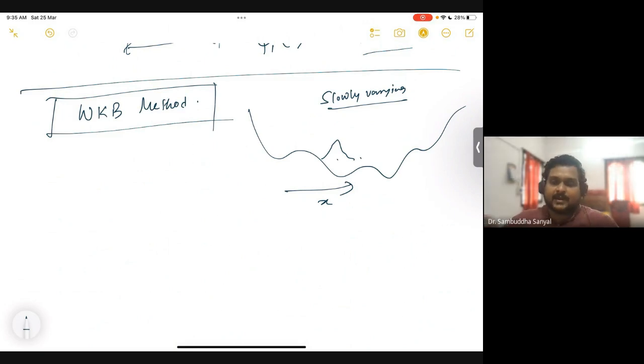If I have a particle, its wave function has a de Broglie wavelength. Now, if the spatial fluctuation in the potential is small compared to that, you imagine this as a constant potential. Slowly varying means almost constant, and then you use the plane wave solution, because if the potential is not varying in space, then it's a plane wave, right?